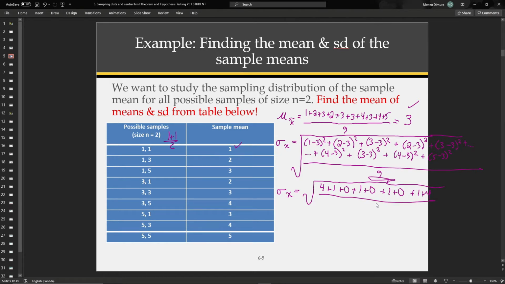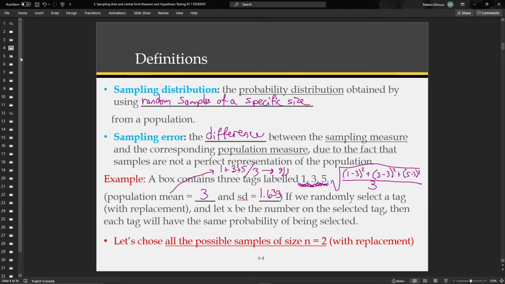Still divided by 9. Now, equals, so you're going to get basically the square root of 12 over 9. And drum roll, please, because we have found the population standard deviation to be 1.1547. Huh. Now, let's compare this to what we had before. The population standard deviation should be 1.633.